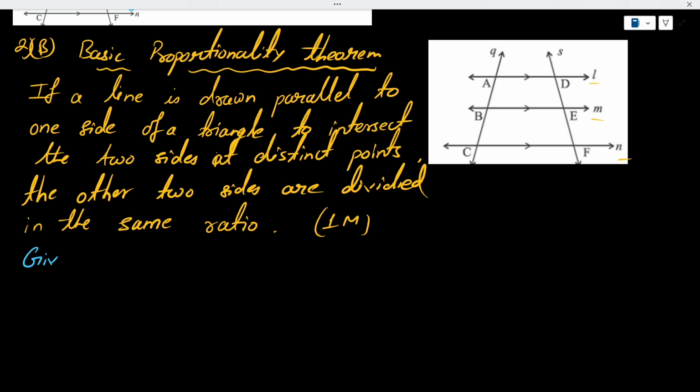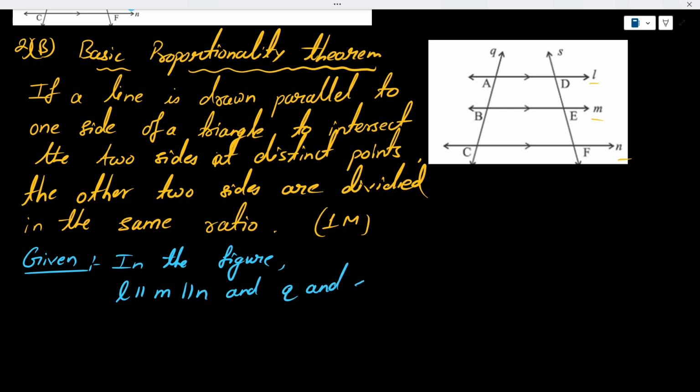So first start with what is given here. What is given in the figure? What is parallel here? L is parallel to M, which is parallel to N, and Q and S are two transversals, right? We'll write down this. Other than that, nothing is given, because Q and S are intersecting L, M, N at A, B, C and D, E, F. You don't need to write that down. Then what is to prove?